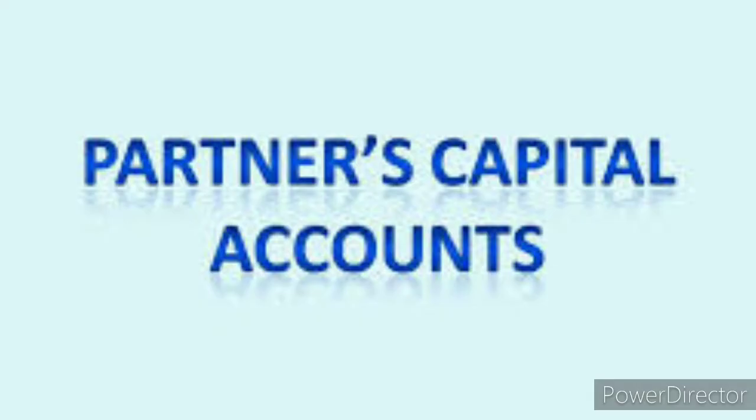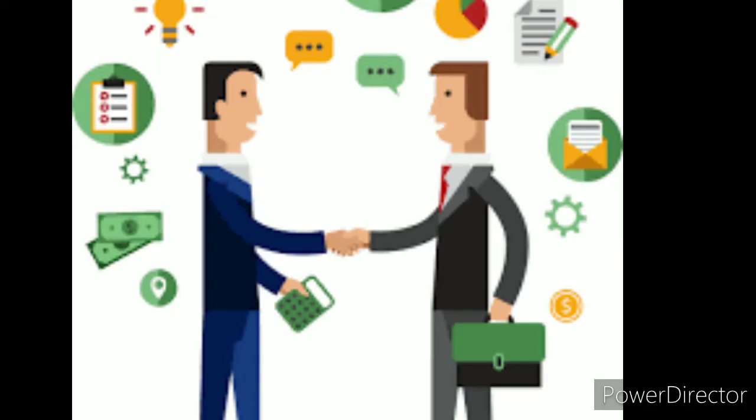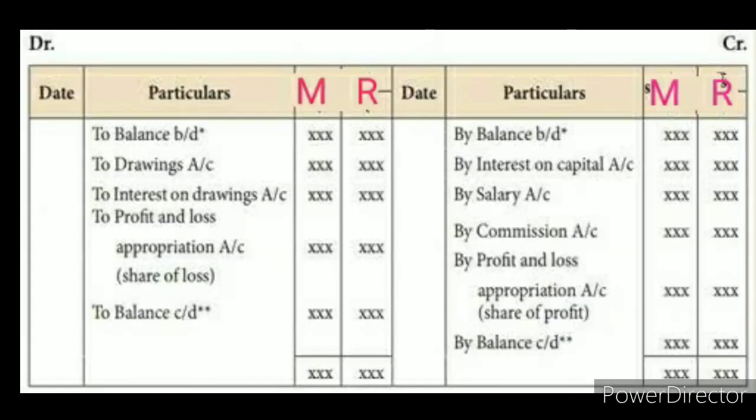Next is partners' capital accounts. A partnership firm has more than one partner and a capital account is maintained for each partner separately. It is so because each partner has separate transactions with the firm. Suppose there are two partners, Mohit and Rajit. There will be Mohit's capital account and Rajit's capital account. Hence, there shall be two capital accounts, one each for Mohit and Rajit.